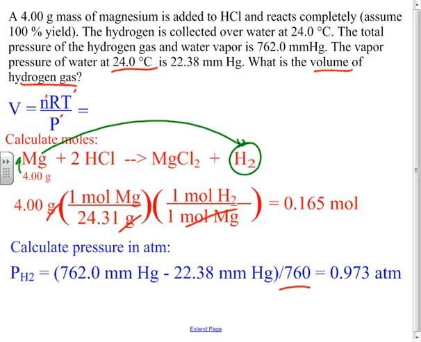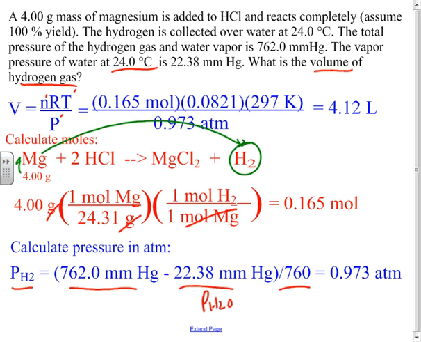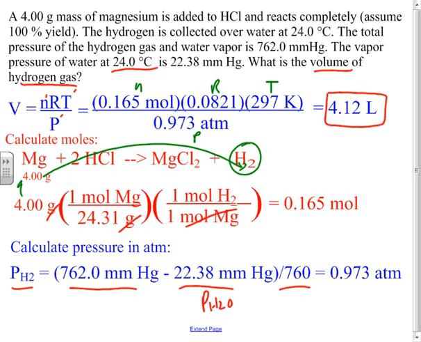So the total pressure equals the sum of the pressure of the water plus the pressure of the hydrogen. Subtracting the pressure of the water will give us the pressure of the hydrogen. We can then plug all those numbers into the ideal gas law. Here is our number of moles. Here is R. Here's the Kelvin temperature. Here's the pressure in atmospheres, all in the appropriate units, so that we'll end up with 4.12 liters as the final answer.